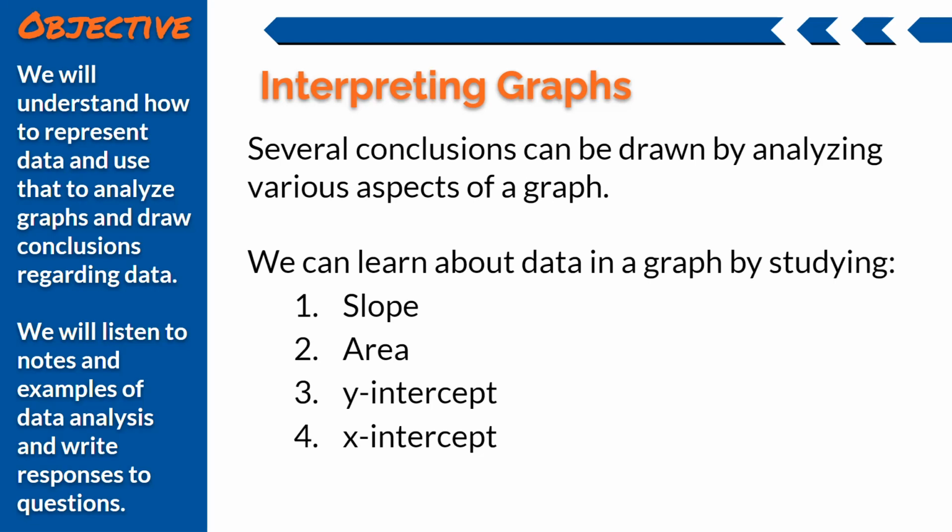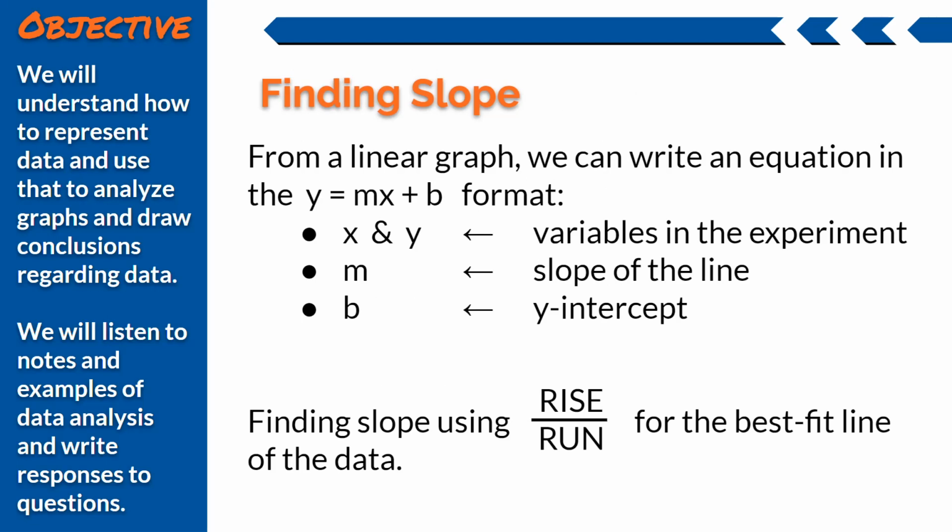Later on, we're going to talk about what the area underneath the line or curve on our graph means. And then we're going to talk about the meaning of y-intercepts and x-intercepts on the graph. Depending on the graph we have, that may or may not hold meaning. I'm going to talk about each of these with you, so you can add notes underneath each of them. So let's start with slope.